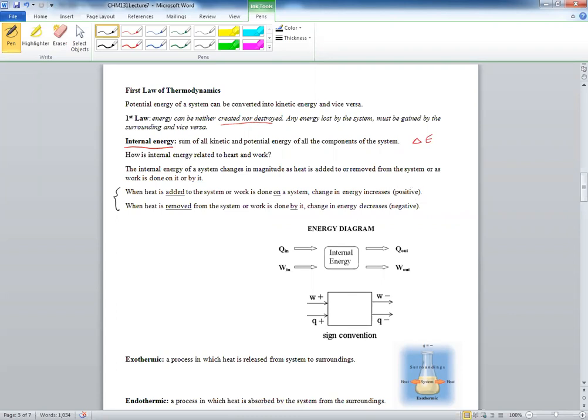So heat is gained. Therefore, the change is going to be positive. Or if something is doing work on it, then that's going to be positive. If you put in energy in terms of heat, that's going to be also positive. Now, the opposite is true. If work is done by the system or heat is removed from the system, then the change will be negative.